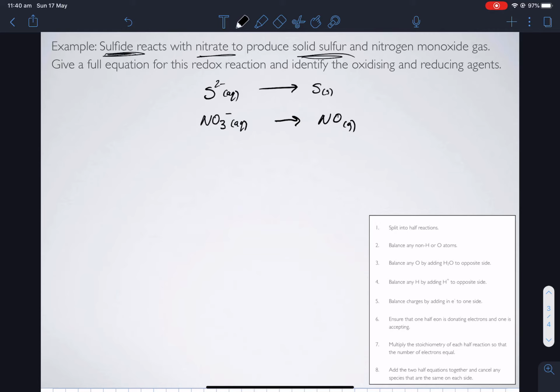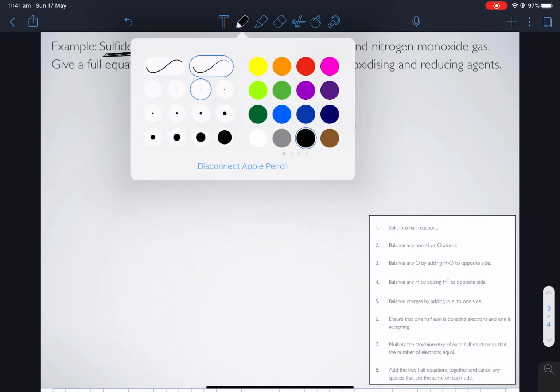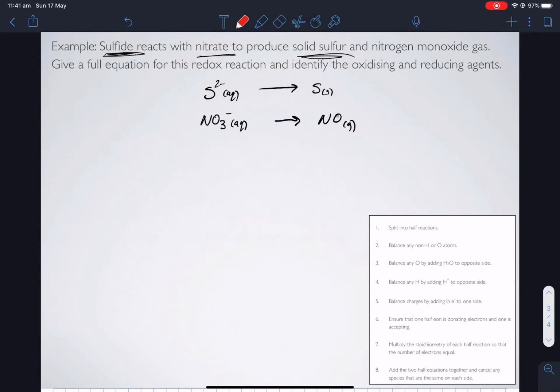Okay. There's our two half reactions, but not balanced. But let's do the oxidation numbers and work out what's happening. So sulfur is -2 on that side and 0. So it's gaining charge, so it's oxidizing, it's losing electrons.